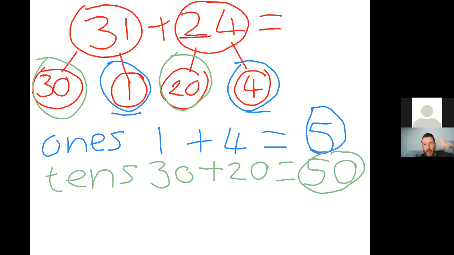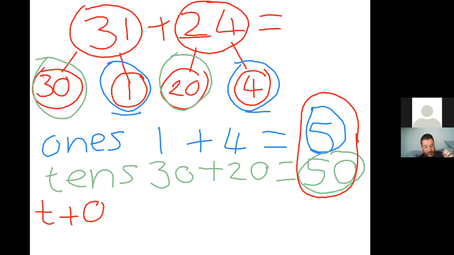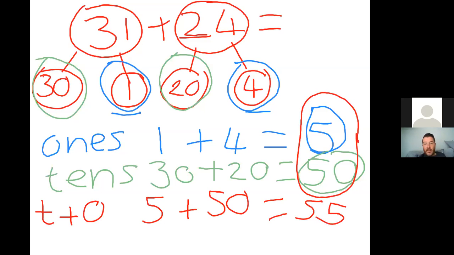Now what we need to do is put them back together. You might be able to do this really, really easily. 50 add 5 is what we're going to do, because we're going to add these 2 parts together. We're just going to write tens and ones total. So we're going to do 5 add 50, which is the same as 50 add 5, and that's going to give us 55. So our answer to 31 add 24 is 55.